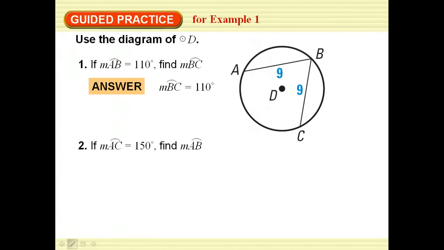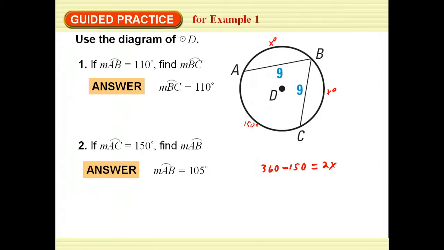The next question says if arc AC is 150 degrees, then find arc AB. Well, I really can't do that if I don't realize that these two are the same. So it comes out to be 105 degrees. Now, how did I get that? I said 360 minus 150 has to equal 2x. And so this gives me 210 degrees is 2x. That makes x 105. So we get 105 degrees, but you have to know that those two are equal to be able to get that.